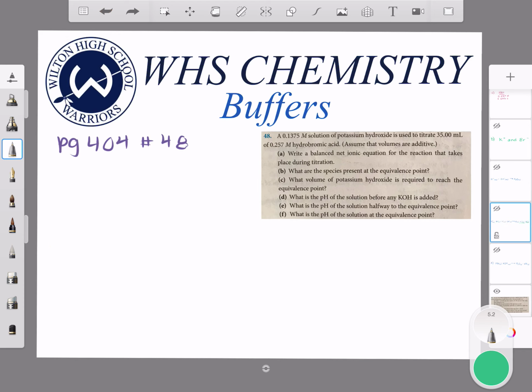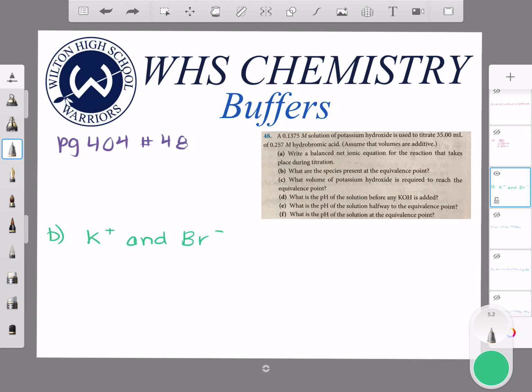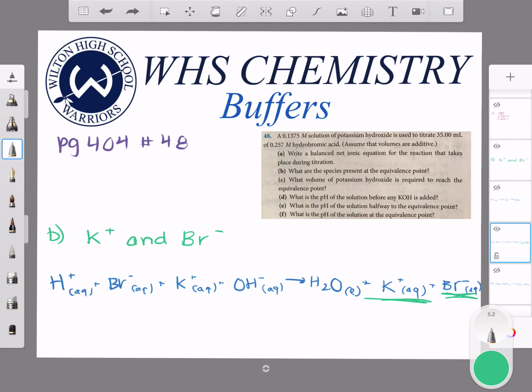All right, so next it's asking what species are present at the equivalence point. We know it's going to be K plus and Br minus, because if you look at the ionic equation that we have here, K plus and Br minus are spectators and they're on the product side. So at the equivalence point, when the reaction has completed, we're going to have H2O, K plus, and Br minus.